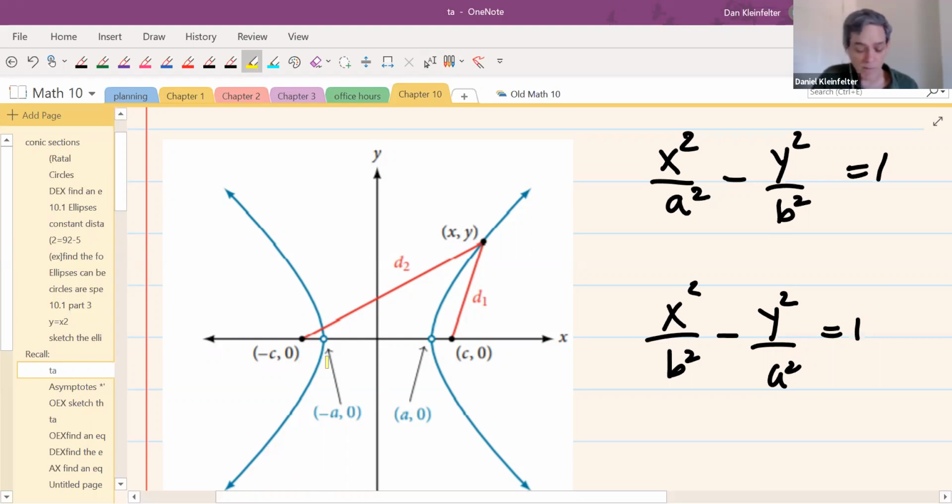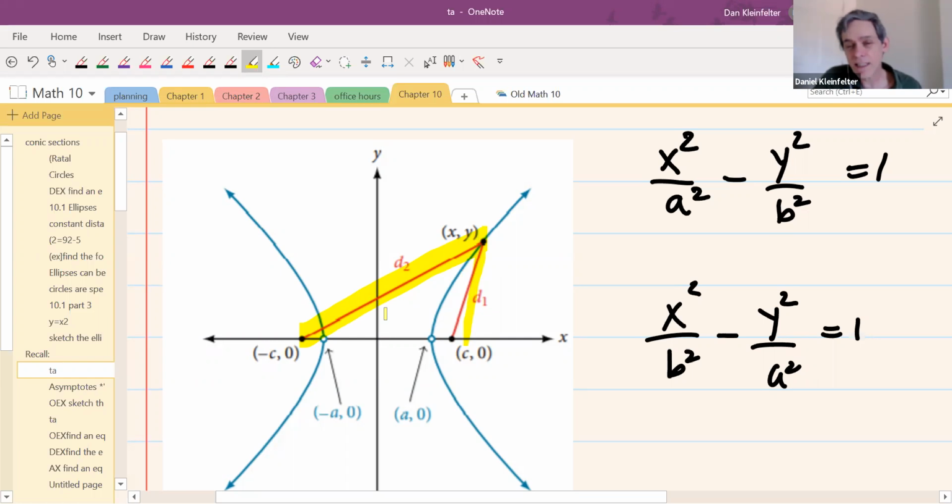For a hyperbola, it's a similar thinking in terms of distances, but this time the difference of the two distances has to be constant. So what's shown in the picture here are two foci, one at negative c,0 and one at c,0. The distance from negative c,0 to the point x,y on the hyperbola, that distance d2, minus the distance from x,y to the other focus, or c,0, that difference is going to be constant.